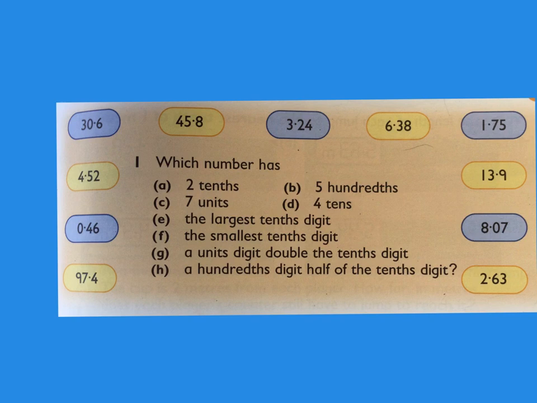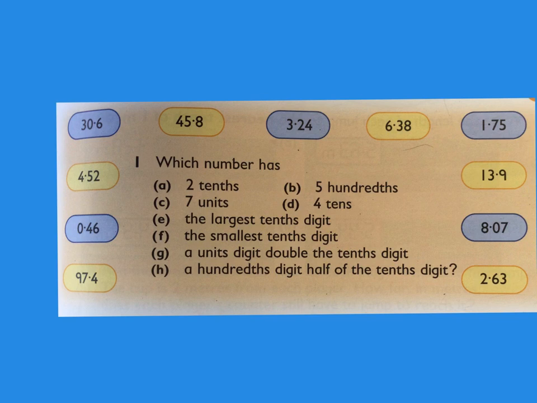Then the yellow number, 45.8, 4 tens, 5 units and 8 tenths. 3.24, so it has 3 units, 2 tenths, 4 hundredths, 6.38, 6 units, 3 tenths, 8 hundredths, and I'll finish with 1.75, so it is 1 unit, 7 tenths, and 5 hundredths, okay? So I'm able to work out the value of each digit, okay?